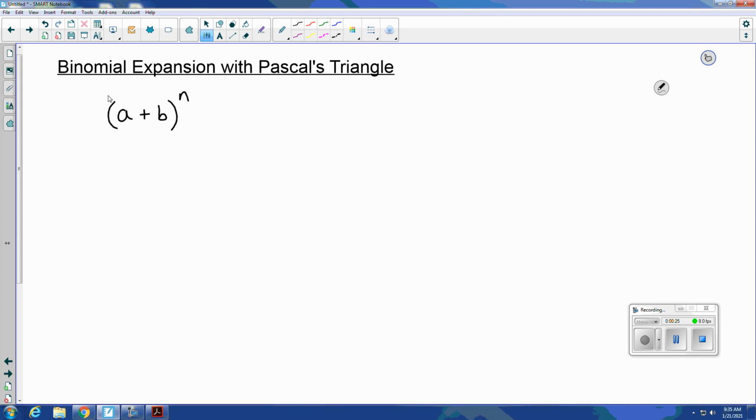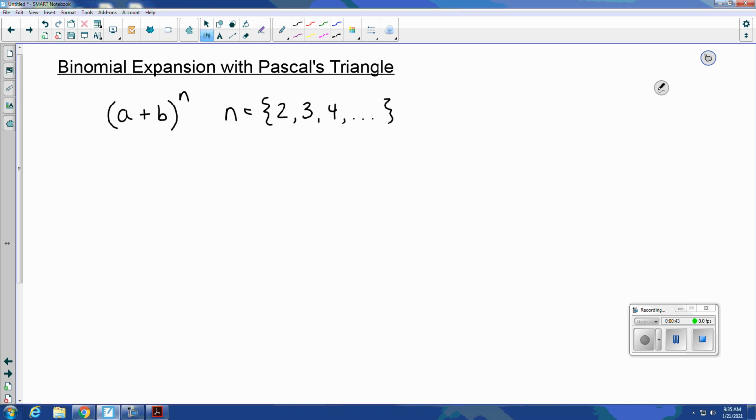n. And for the expansion to occur, we want n to be an integer greater than or equal to 2, right? So if it's 0, there's no expansion. That overall value is 1. If it's 1, it's just whatever binomial is staring you right in the face. So we want it to be greater than or equal to 2 so that an expansion is required.